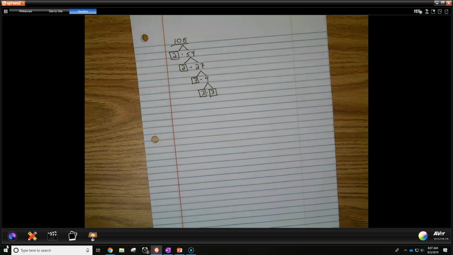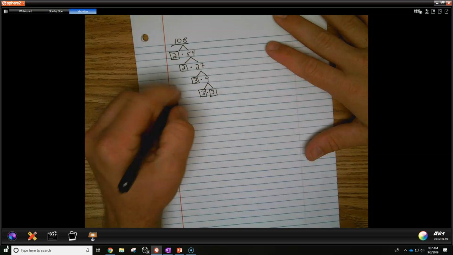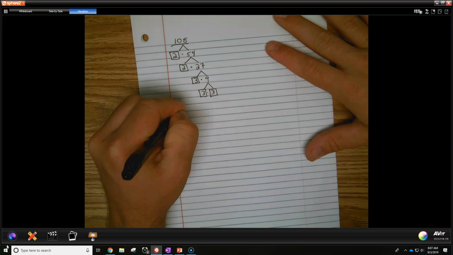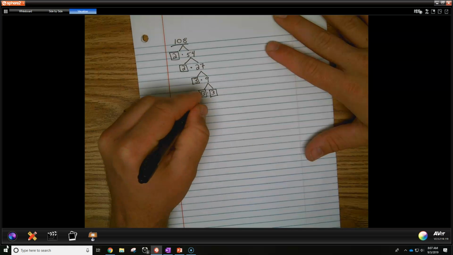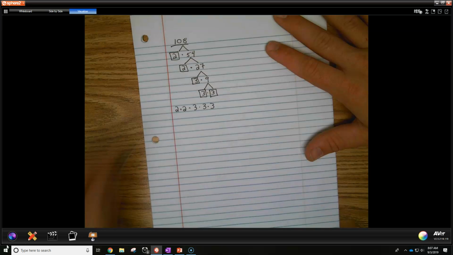Now, I don't have anything else to break down because I have boxes around every branch. So I can't branch out anymore. So when I write it down, I go by my smallest number first. 2 and 2. So 2 times 2 times 3 times 3 times 3.